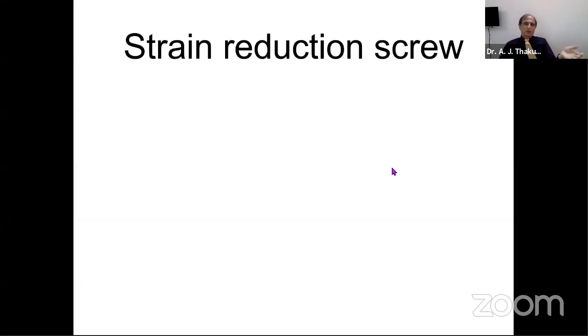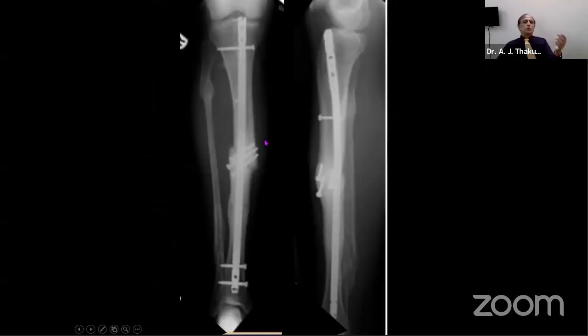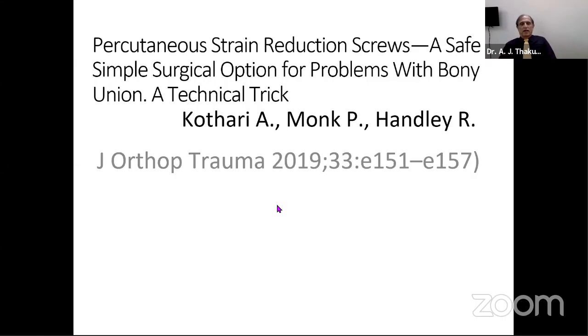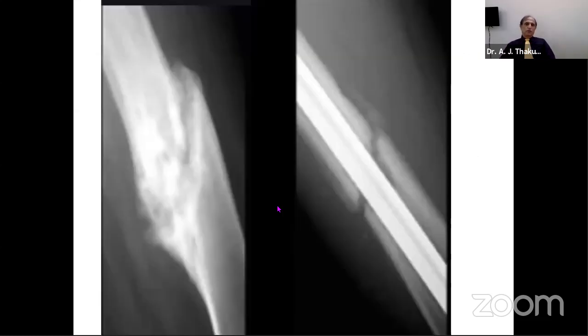Recently, we saw this new application, strain reduction. This was plated and there was a hypertrophic non-union. And the proposal is to improve the stability by these screws, which is reverse dynamization, making it more stable after callus has formed and healing does take place. This we have discussed last time, and it's a very interesting paper that we should do. In such a situation, certainly one can use screws and improve the stability.